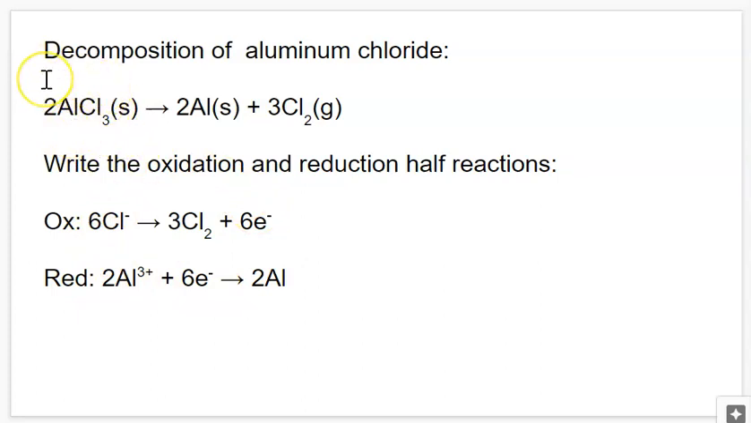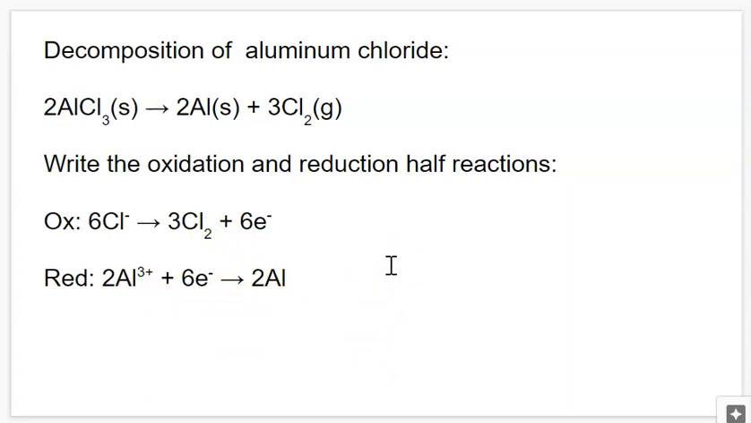So the aluminum must be 3 plus to balance it. We start with Al3 plus. It's becoming Al neutral, which means each of the aluminum atoms is gaining 3 electrons. And since that's happening twice, that's a total gain of 6 electrons overall.